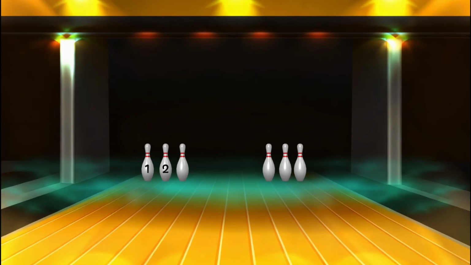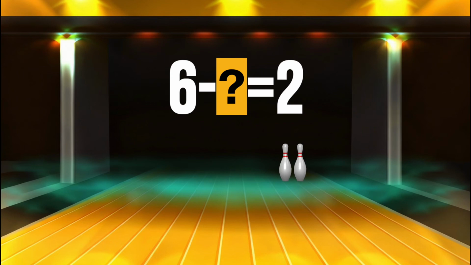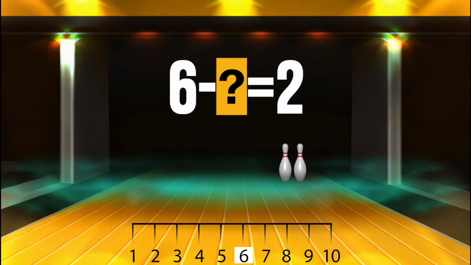We now have 6 pins left. The second ball rolls. Now we only see 2 pins standing. Our new subtraction sentence is 6 minus what equals 2? Let's count back from 6 to 2 together. 1, 2, 3, 4. We counted 4 numbers. So 4 pins fell from the second ball. 6 minus 4 equals 2.